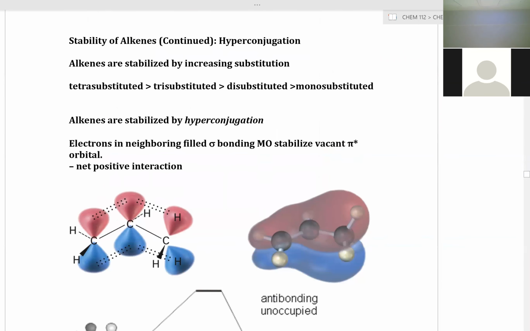Okay, so if we look at the stability of alkenes, alkenes are stabilized by increasing substitution, and we'll invoke this idea of hyperconjugation once again. The more substituted our alkene is, so tetrasubstituted, we have 4 substituents. Tri would be 3, di would be 2, monosubstituted would be 1. And these are carbon, oxygen, nitrogen, and halogen substituents, not hydrogen.